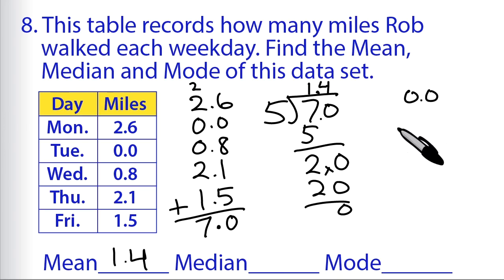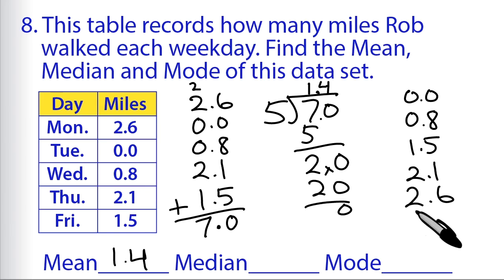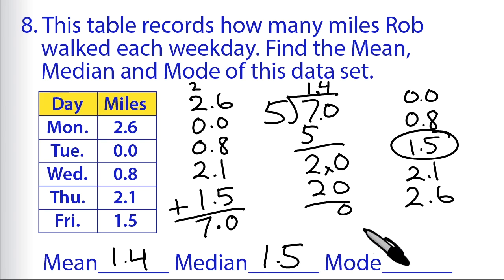So we have 0.0. Then the next highest number is 0.8. And then we go up to 1.5. And then the next highest number is 2.1. The next highest is 2.6. So now we have all of the members of the data set in order from least to greatest, and we just need to find the middle member of this data set, and that is this 1.5, because there's 2 in front of it and 2 behind it. It splits the data set into 2 equal parts. So we have 1.5 as the median.